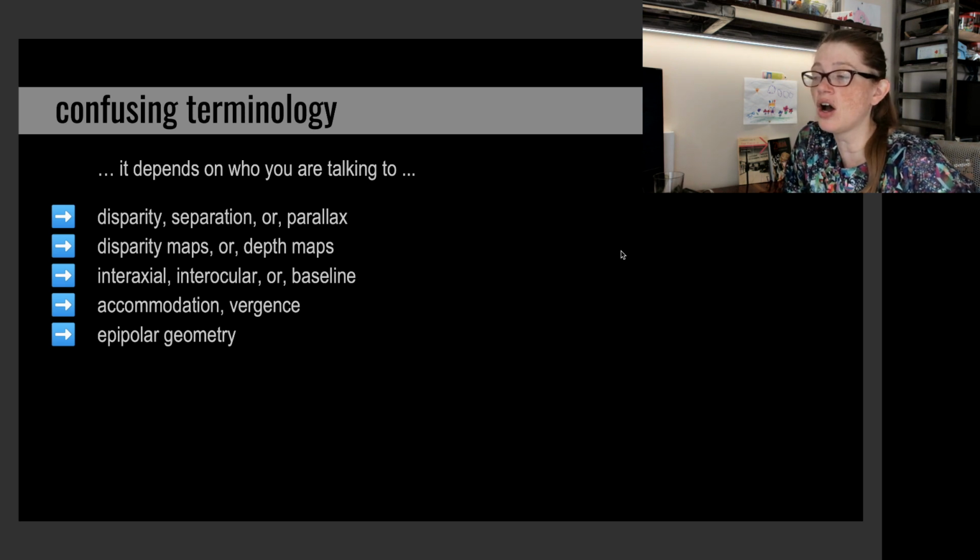So some of these, and we'll go over each of them in detail: we've got disparity, separation, and parallax, and then disparity maps and depth maps. Terms such as interaxial, interocular, and baseline. Accommodation and vergence, and this concept of epipolar geometry. I'd like to go into each of these terms briefly, so that when you start reading the papers, you won't have to rush for the nearest dictionary or Wikipedia.